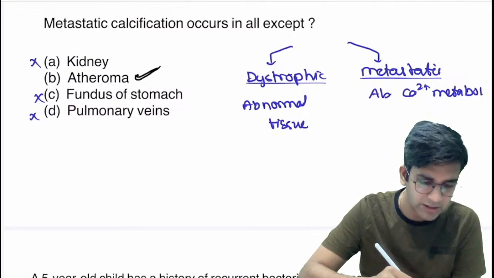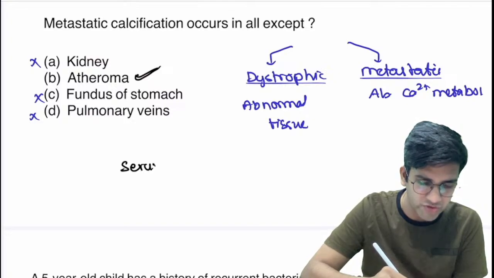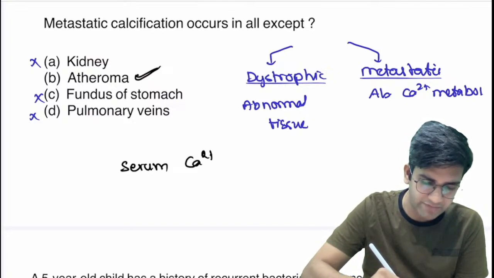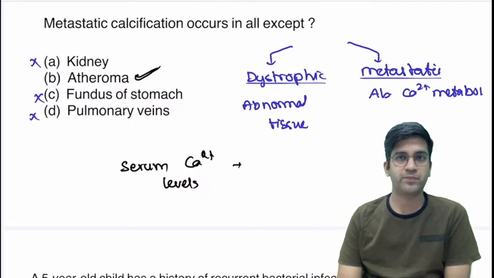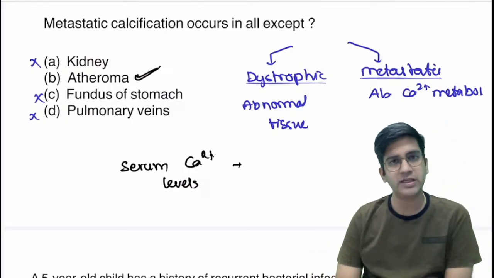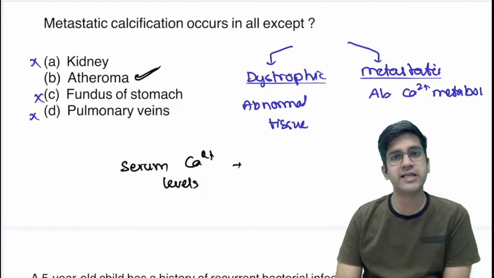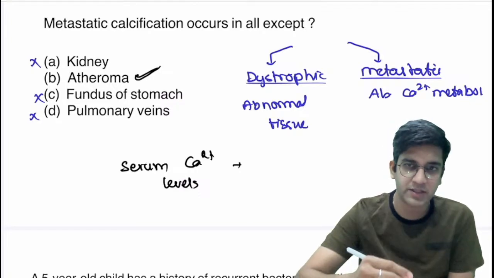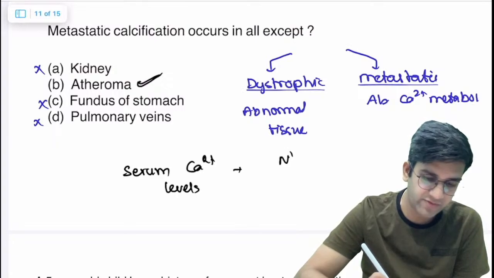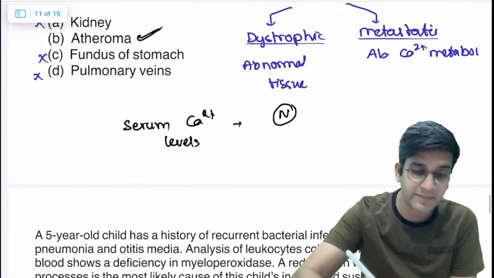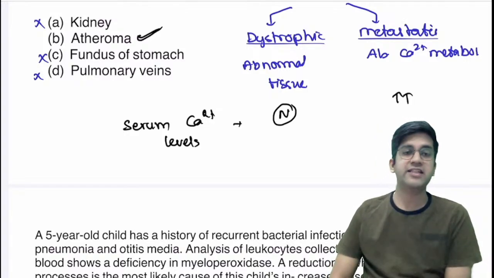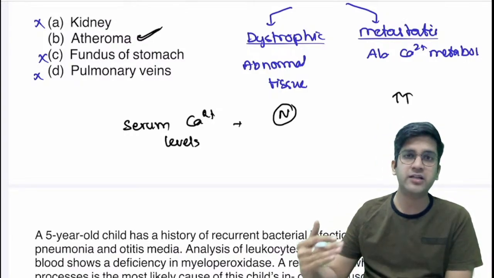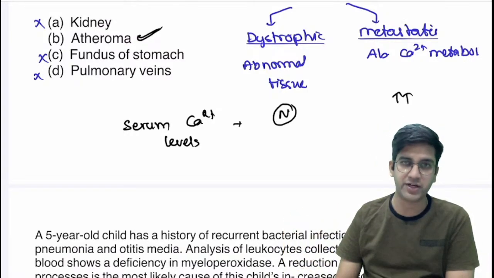Just an additional question. Tell me what will happen to serum calcium levels in case of dystrophic calcification. Normal, elevated, reduced? It will always be normal. Never forget this. It will always be normal, right? Serum calcium levels in case of metastatic will always be elevated, right? Elevated serum calcium is the main pathogenesis in metastatic calcification, right?